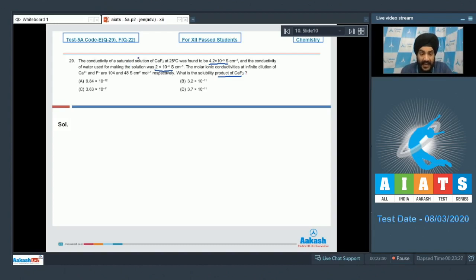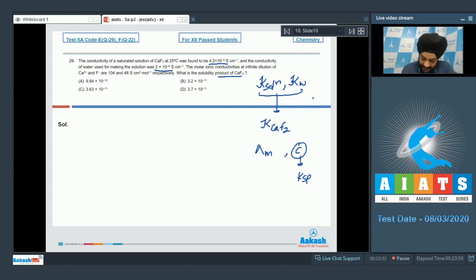So we have been given the conductivity. We have been given the kappa of the solution and the kappa of the water. Using these two kappas, we can find the kappa of the CaF2. If we find the kappa, we can find the lambda m value as well. Using this kappa and the lambda m values, we can find the value of C, and using this C value, we can find the value of KSP. So I hope the process for solving this question is clear to you guys. Let us try and solve this question now.